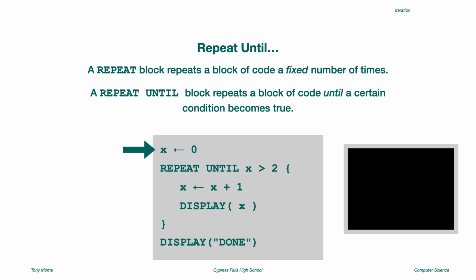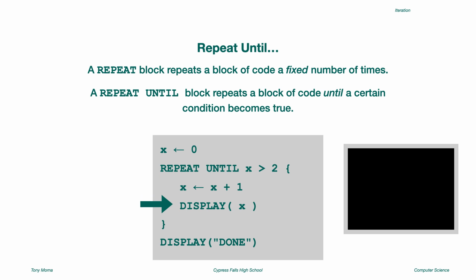Once again, we start by declaring a variable named x and initializing it to 0. Then we start the repeat until block. We evaluate the condition. Is it true? No, it is not. 0 is not greater than 2, so we enter the repeat loop. We start by increasing x by 1, so now x is equal to 1. Then we go on to the display statement.